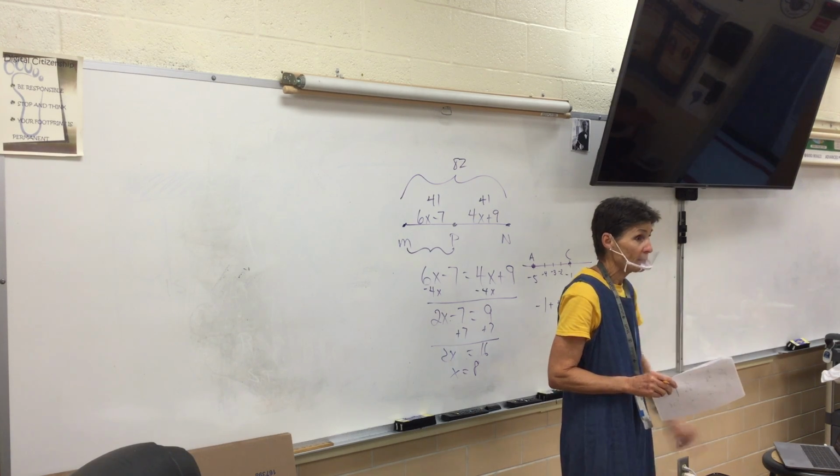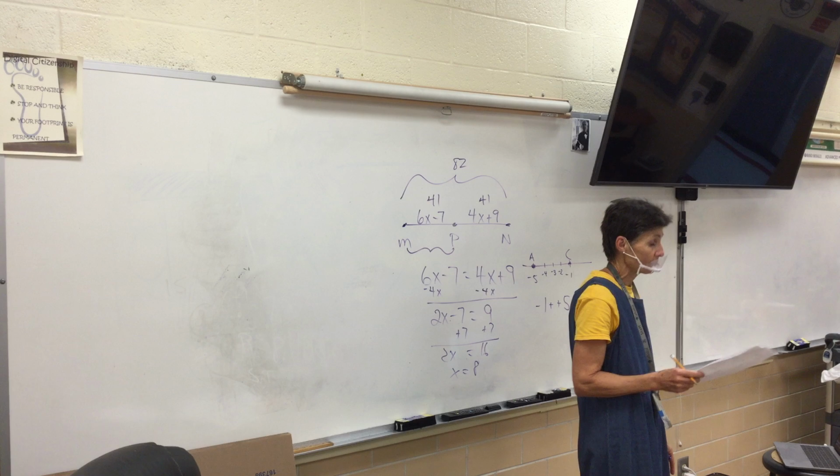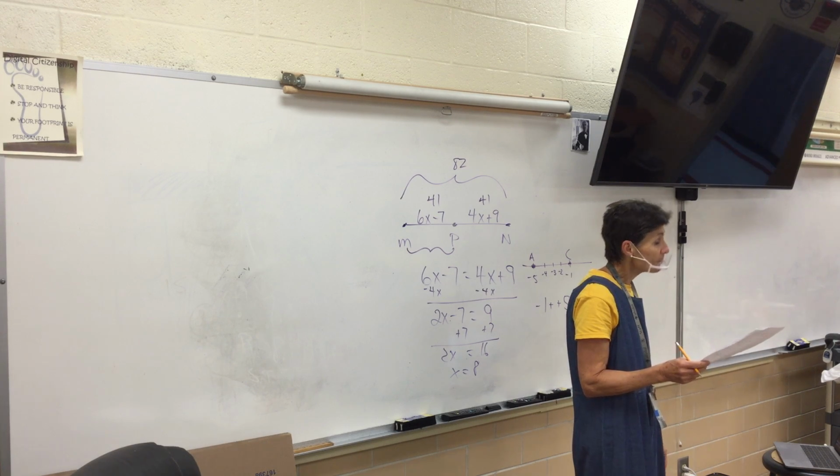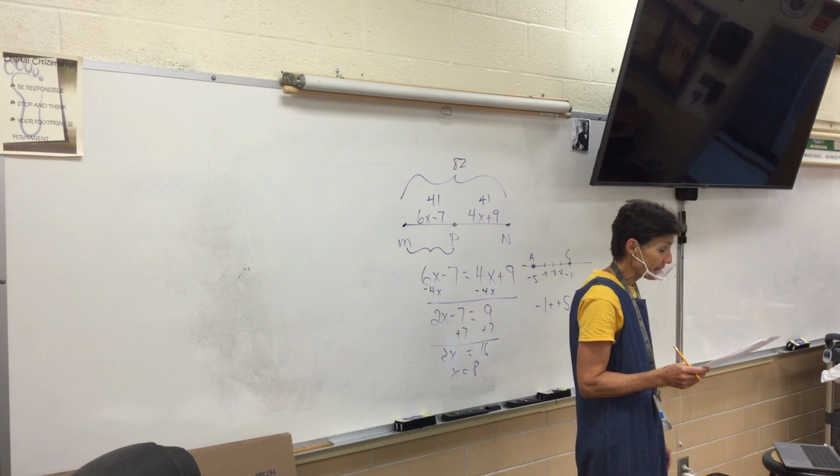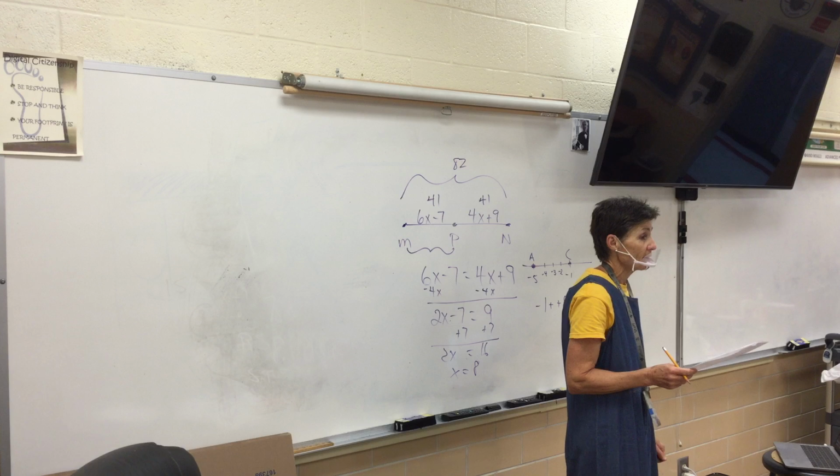Any other questions on that page? Good catch, thank you. Carson? Linear pair. They make a straight line when you put A and B together. They make a straight line.